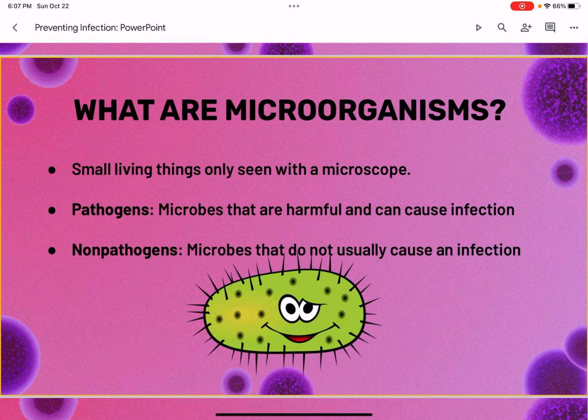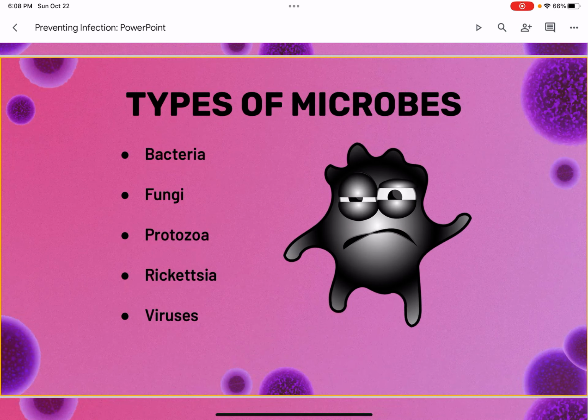Microorganisms are small, living things only seen with a microscope. They're also known as microbes or germs. Pathogens are microbes that are harmful and can cause infection. Non-pathogens are microbes that do not usually cause an infection. Bacteria are one-celled organisms that multiply rapidly. They can cause an infection in any body system. For instance, E. coli is a bacteria that can cause a urinary tract infection.